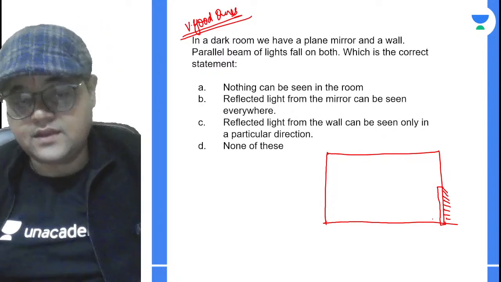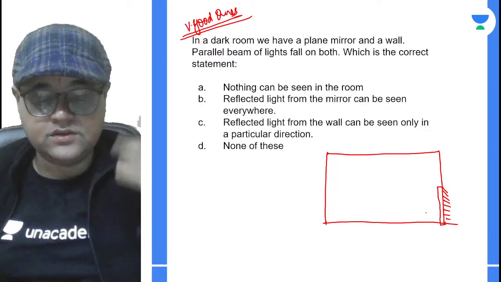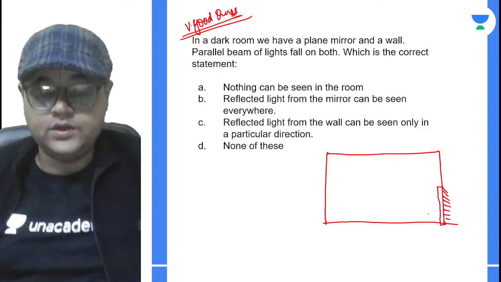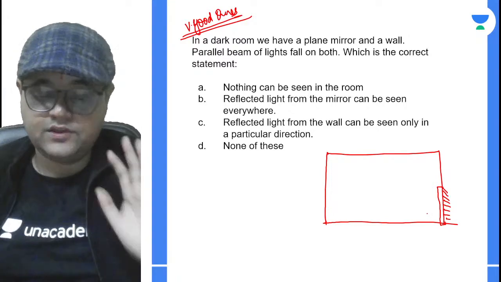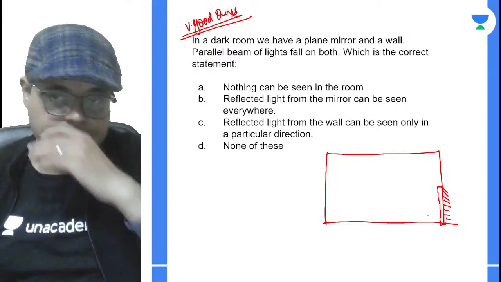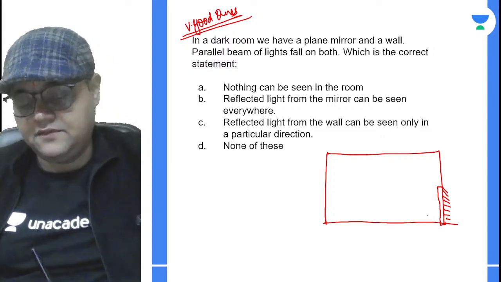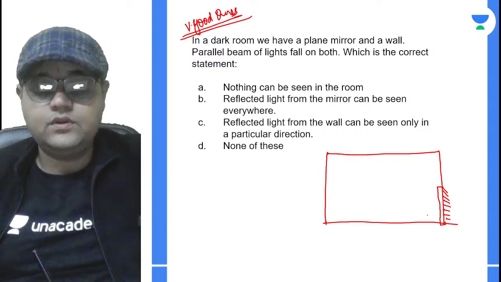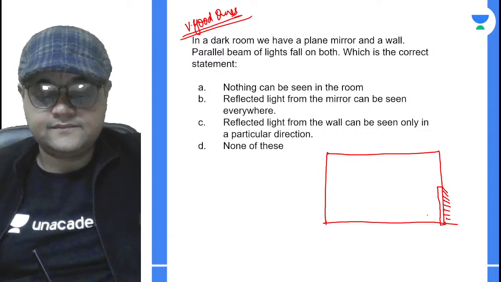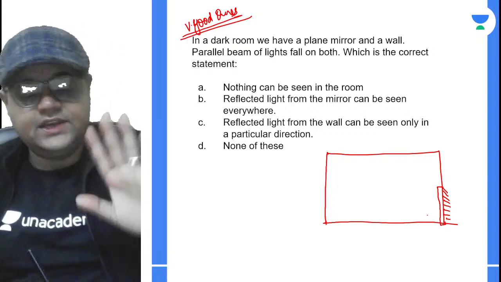If anyone wants to answer, they can answer in the chat box. I'll get to know what you want to reply. I'm giving you 30 seconds. It's a very logical question. Anyone who's attending the session, if he or she wants, you can reply in the chat box. I'll get to know what you have replied. Just read the question carefully.